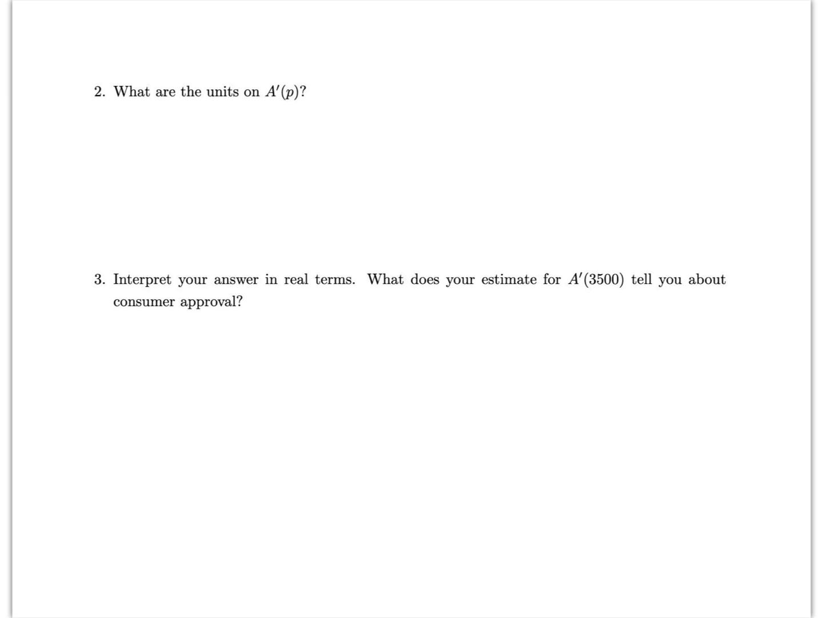Again, we just answered this question. So what are the units on A prime of P? Our calculation was 67 minus 62 over 4,000 minus 3,500. The 67 and the 62 were percentages, and this was $4,000 minus $3,500. So that came out to 1 over 100, and my units are percent per dollar. So we could think of that as 1% for every $100 spent, or 1/100th of a percent for every dollar spent.